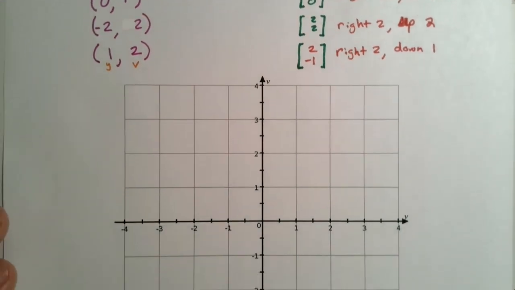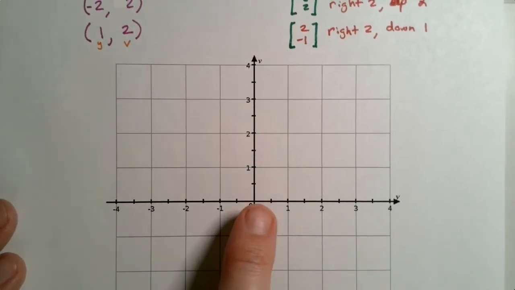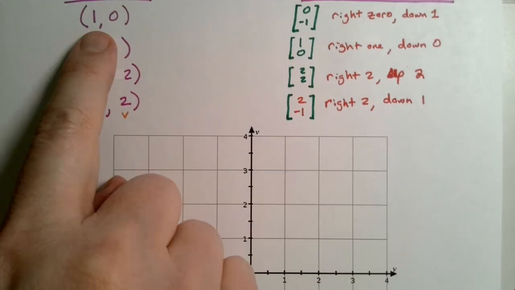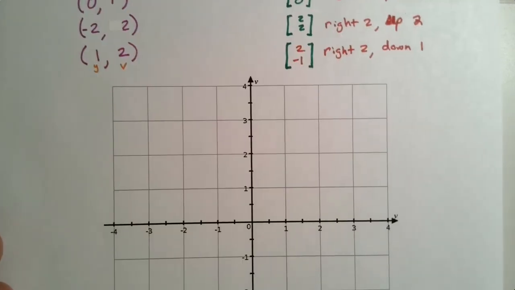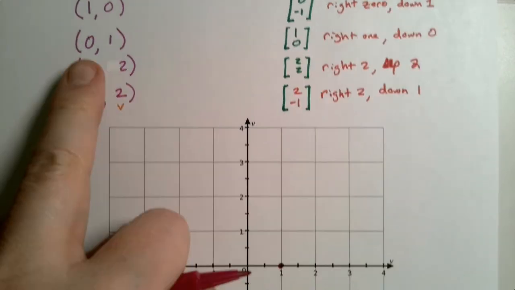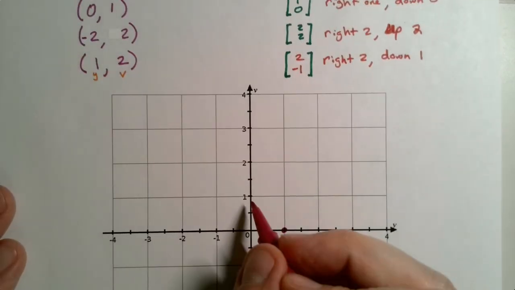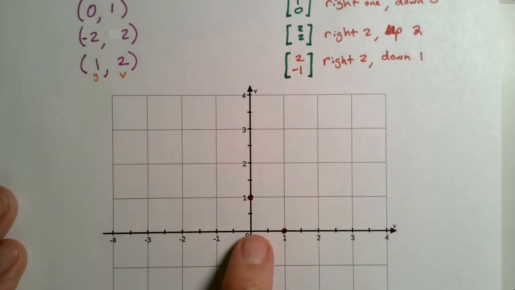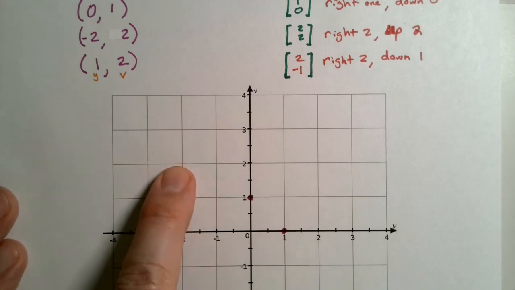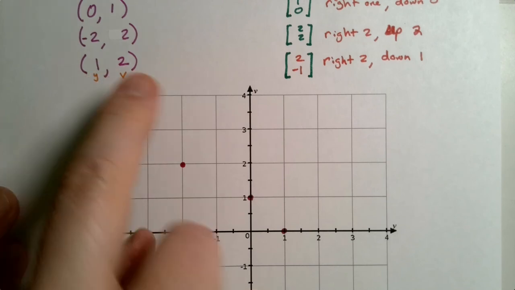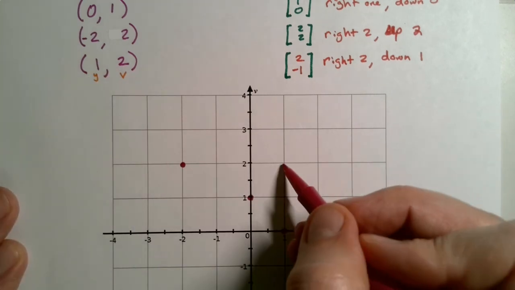And so if I scooch this thing down, all we have to do is find on the plane the yv values. And so up here we start at (1, 0). And so (1, 0) corresponds to this point right here. (0, 1) corresponds to this point right there. (-2, 2) corresponds to this point up here. And (1, 2) corresponds to this point right here.